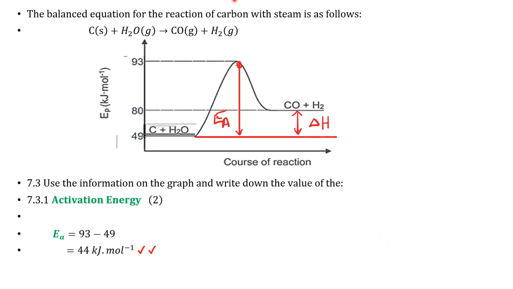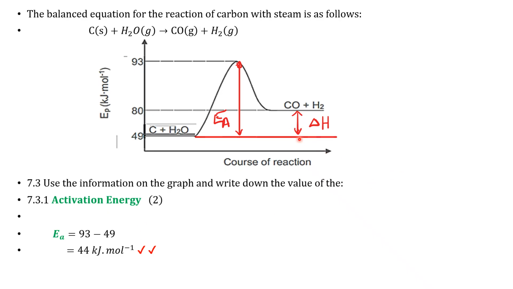Now, use the information in the graph and write down the value of the activation energy. So my activation energy always starts from my reactants to the highest point of my graph. So that is 93 minus 49, which gives me 44 kilojoules per mole. I'm showing you the calculations, even though they say we must just write down. So that 44, the 2 marks, comes from 93 minus 49 for my activation energy.